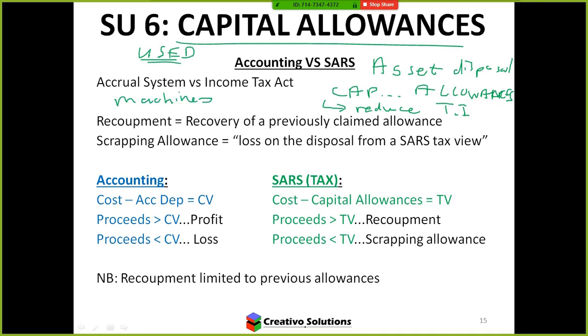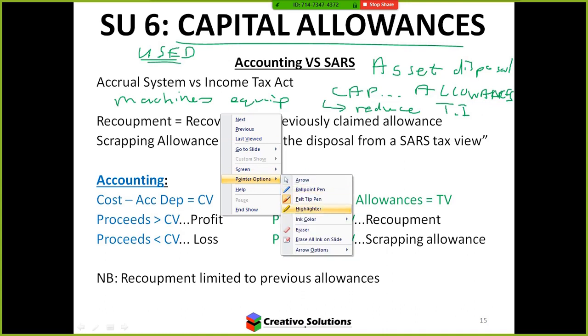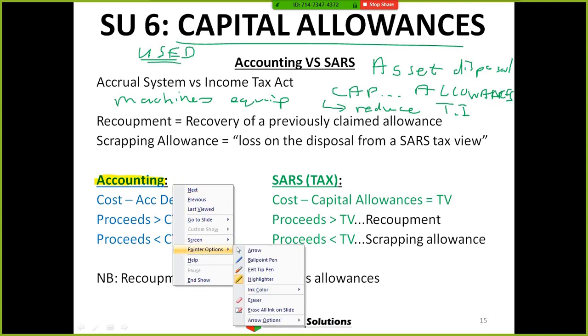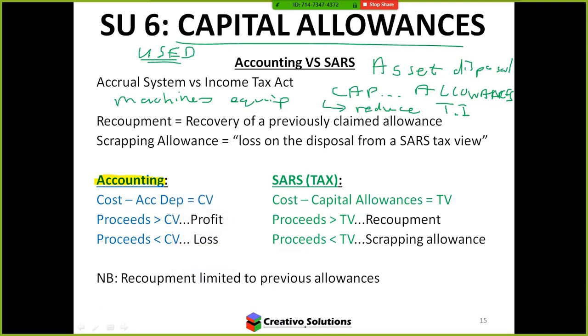So when you sell a building, if you sell an asset, machinery, equipment, whatever it is, what do you have to work out? Well, from an accounting point of view, you would have done this in one of your previous modules. When you look at the profit or loss on the sale, i.e., the disposal, you're either going to have a profit or a loss that you need to account for in the accounting records as part of your statement of comprehensive income.